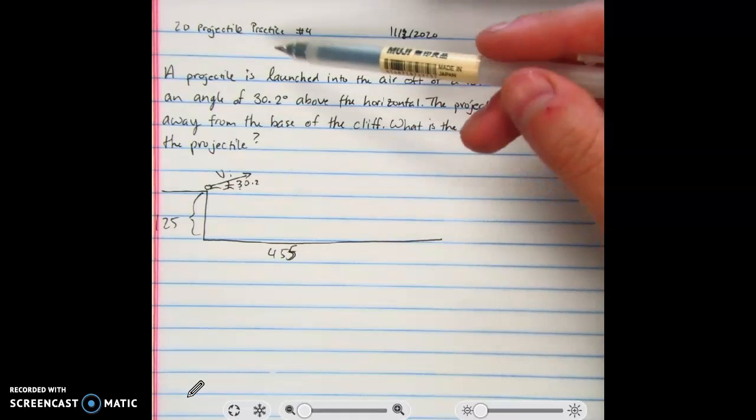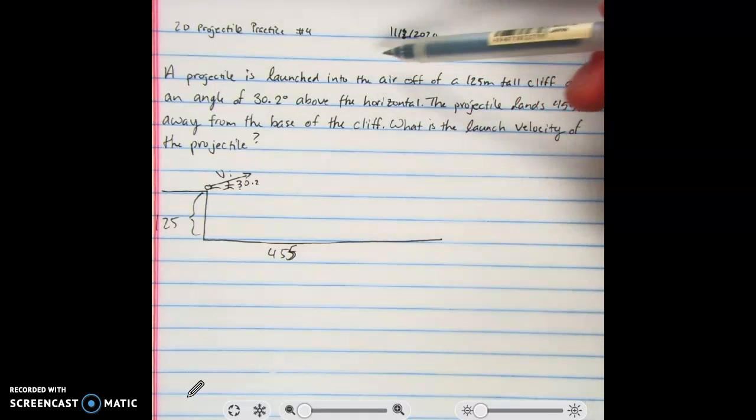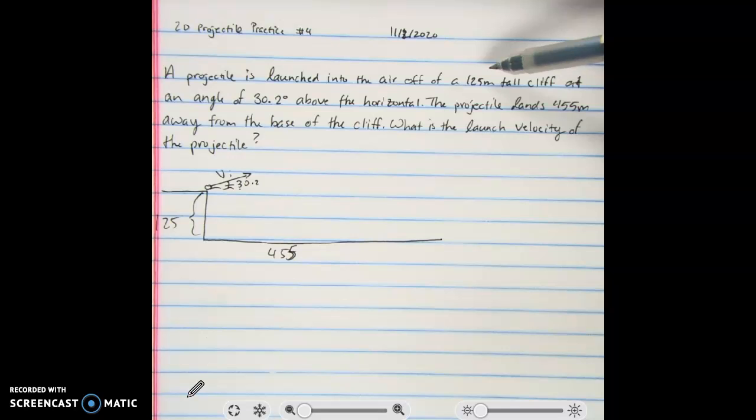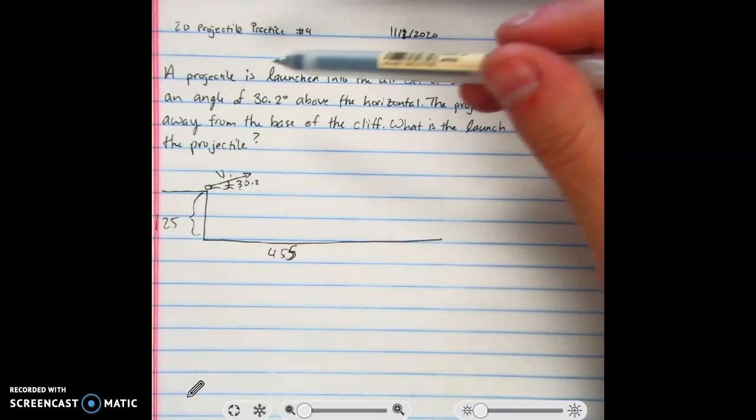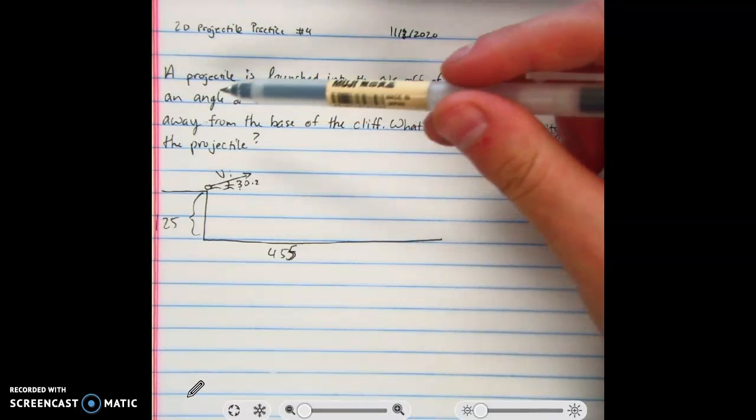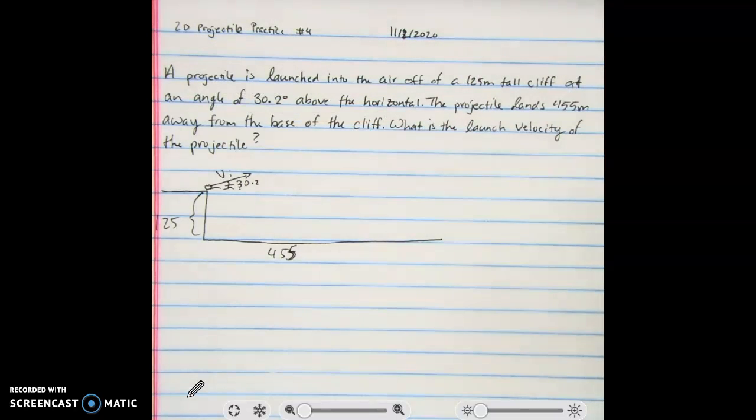So a projectile is launched into the air off a cliff, 125 meters tall, at an angle of 30.2 degrees above the horizontal. The projectile lands 455 meters away from the base of the cliff. What is the launch velocity of the projectile?